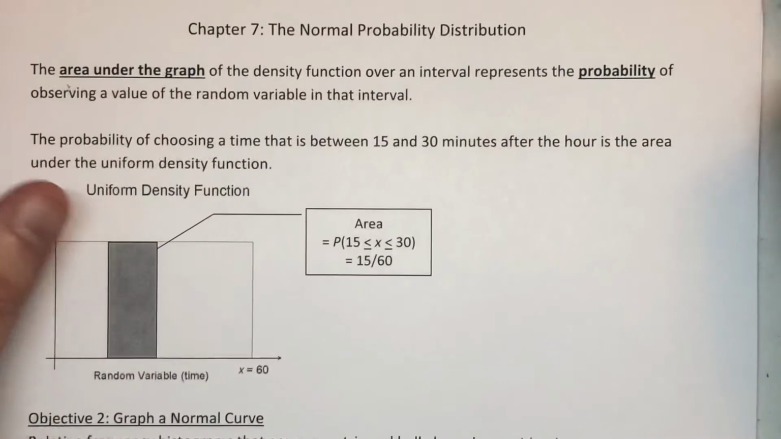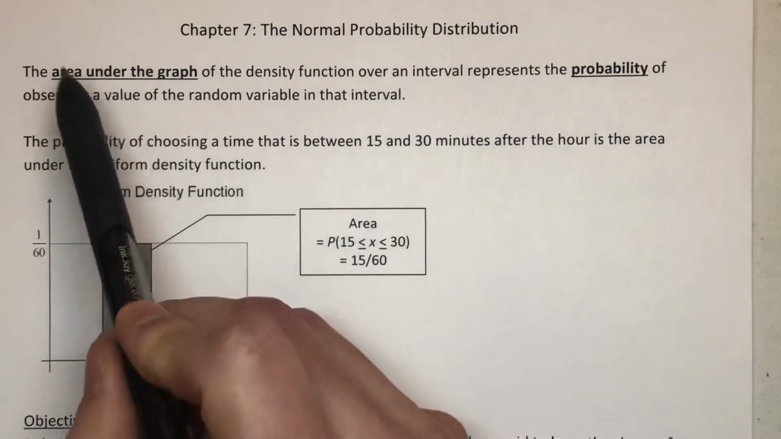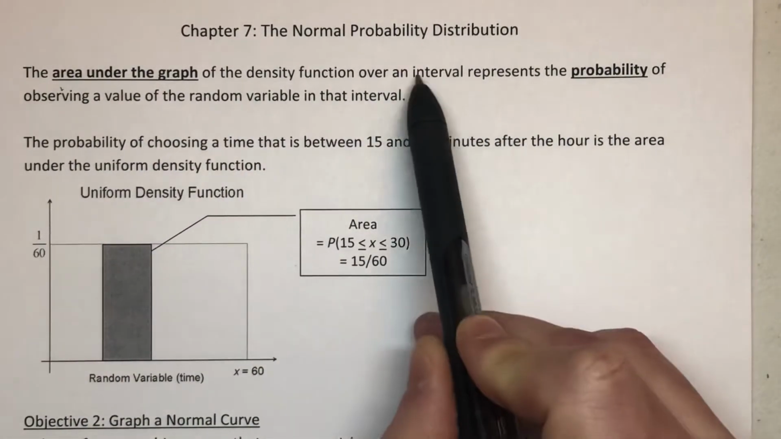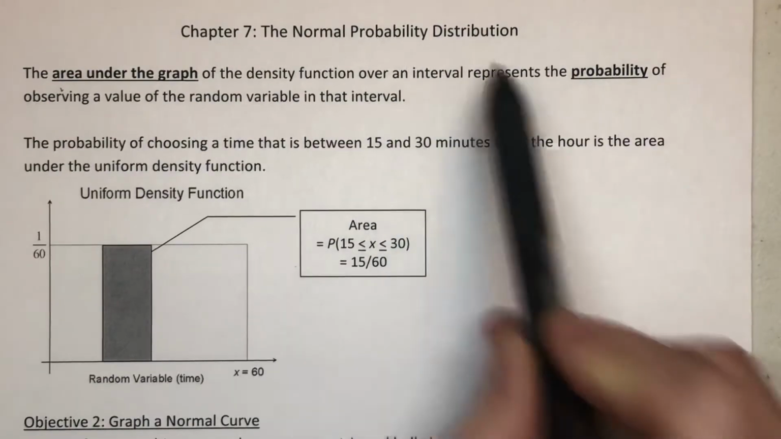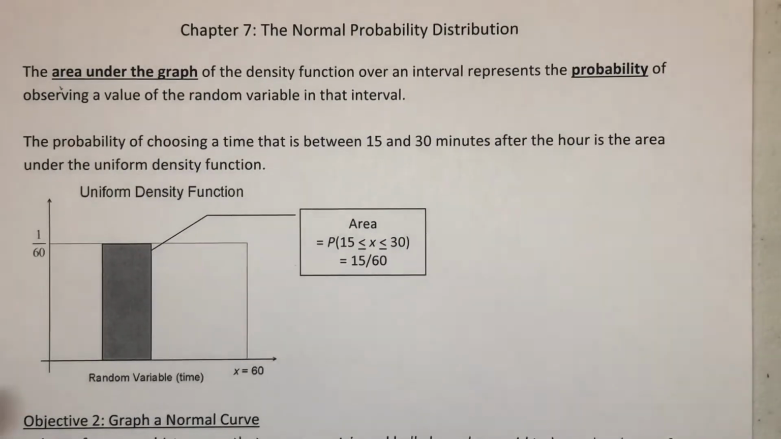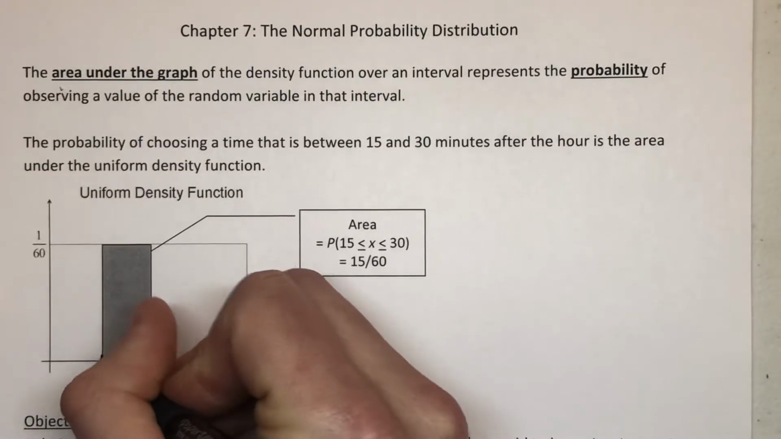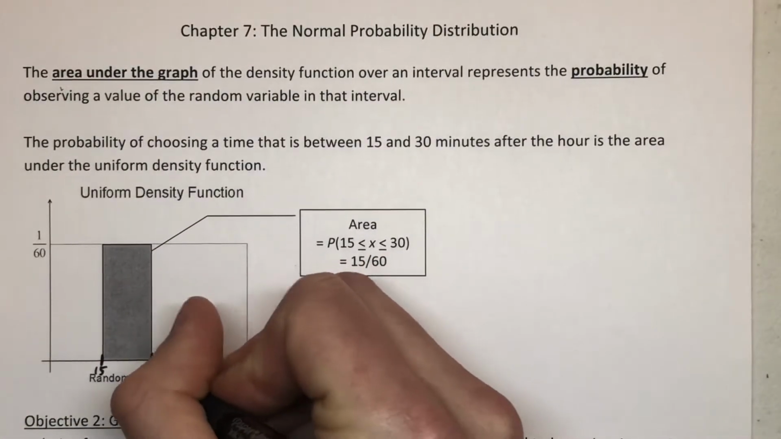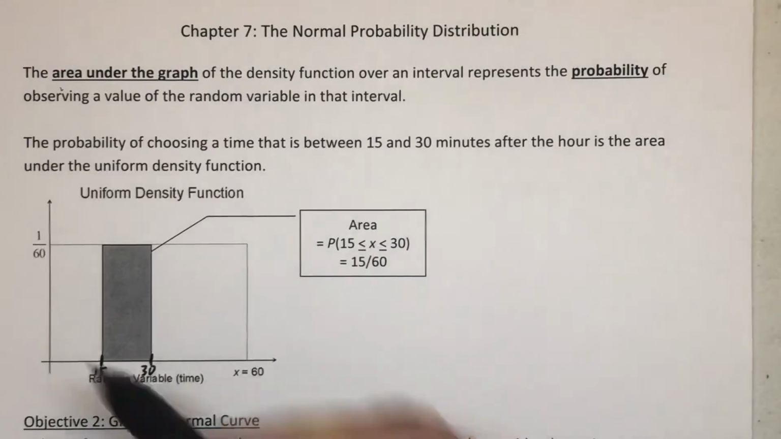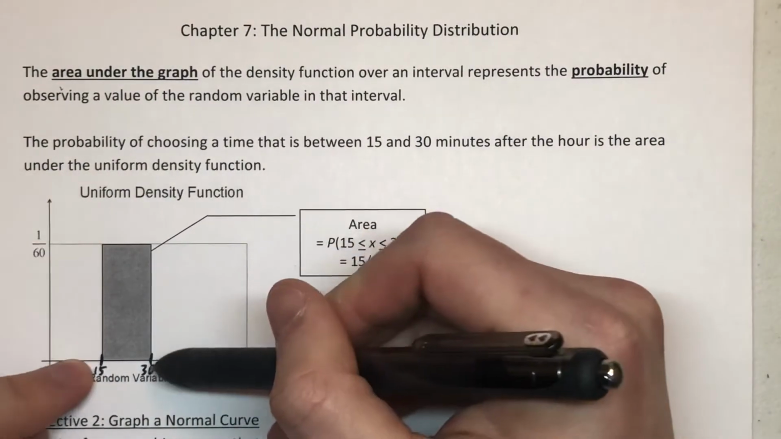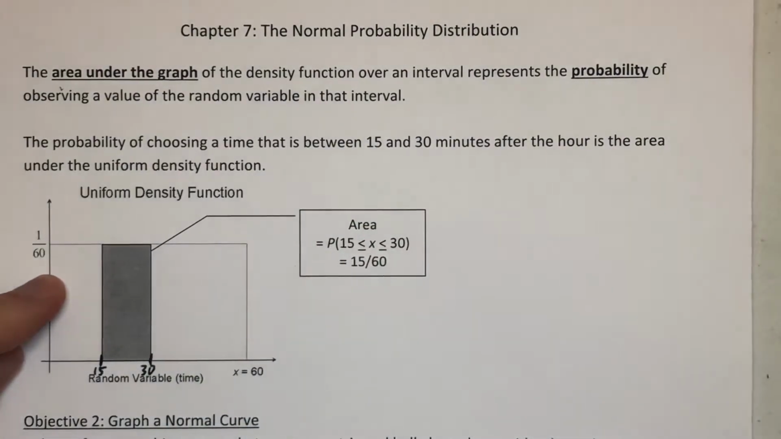So again, here at the top of the page is what I mentioned before, that we understand that the area under the graph represents probability, and specifically with any interval that you look at underneath that graph. So the interval here that I've got shaded is running from an x value of 15 to an x value of 30, and we're saying that this shaded region under the graph, right, from here to here, creates that smaller rectangle.